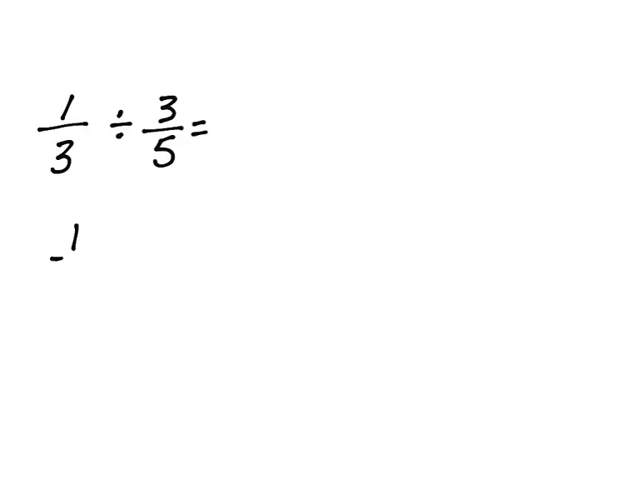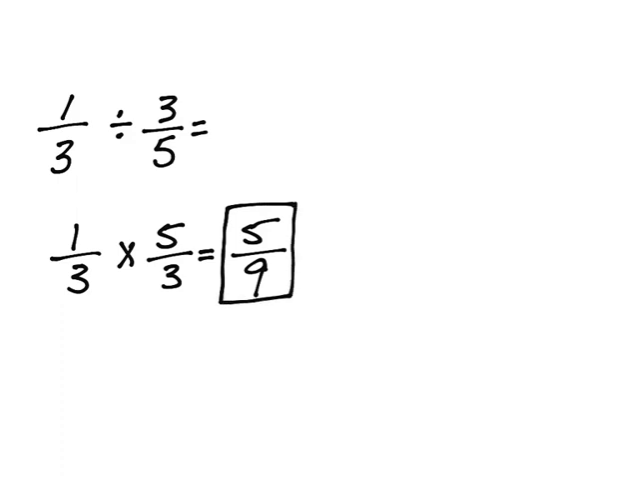Let's do another one. Keep, change, flip. 1 times 5 is 5. 3 times 3 is 9. Okay, that ended up as a proper fraction. That's good. The factors of 5 are 1 and 5. It's prime. 9 is not divisible by 5, so the greatest common factor between 5 and 9 is the number 1. That means 5/9 is in simplest form.